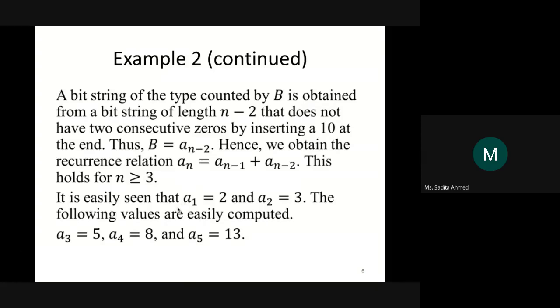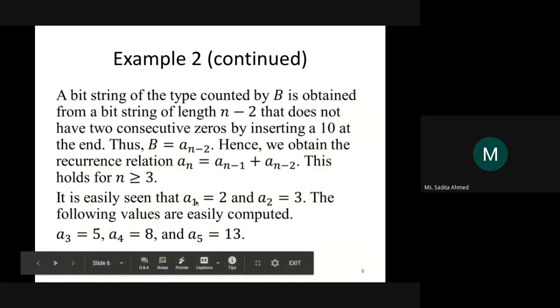If the length is 1, it could either be a 0 or a 1. For a bit string of length 1, what are the possible values? Either 0 or 1. And none of these have two consecutive zeros. So the total count of bit strings of length 1 which do not have two consecutive 0s is going to be 2. A2, what is A2?